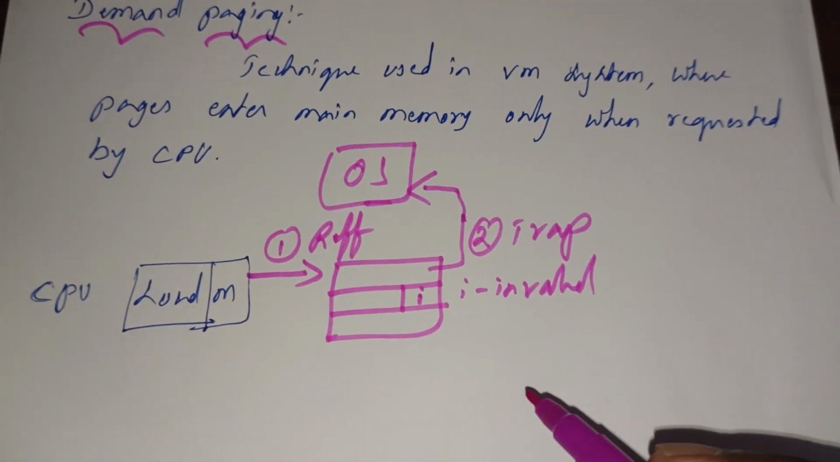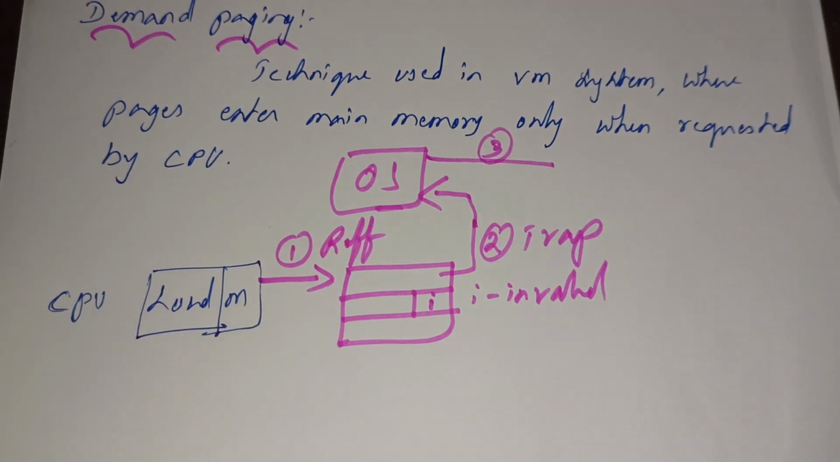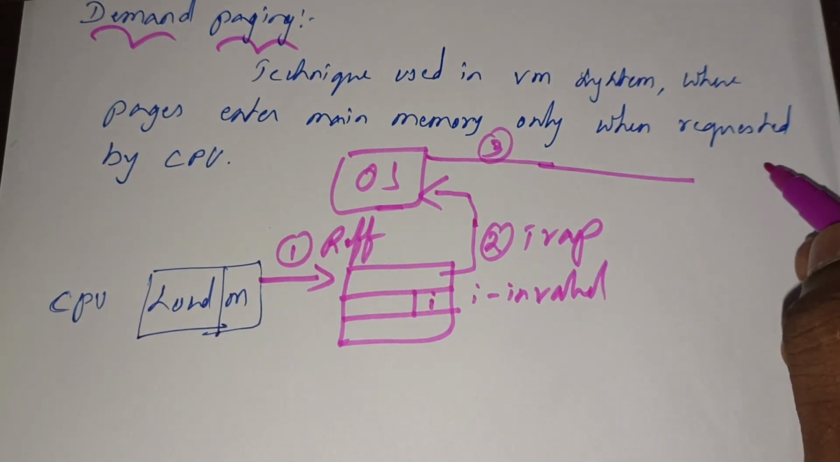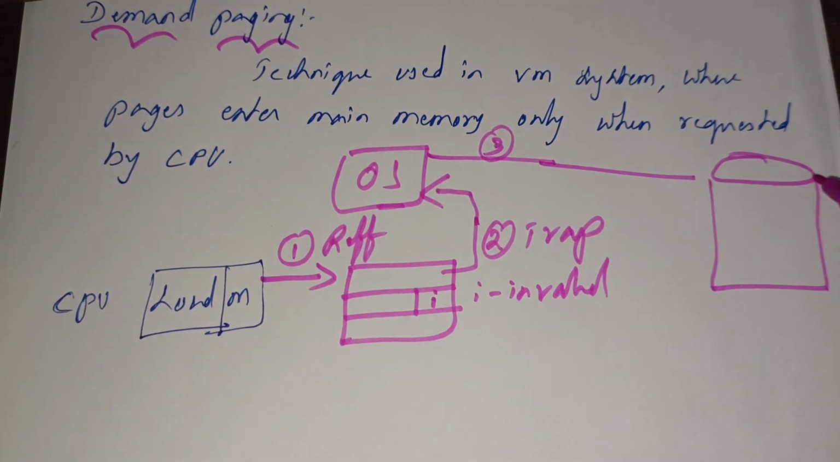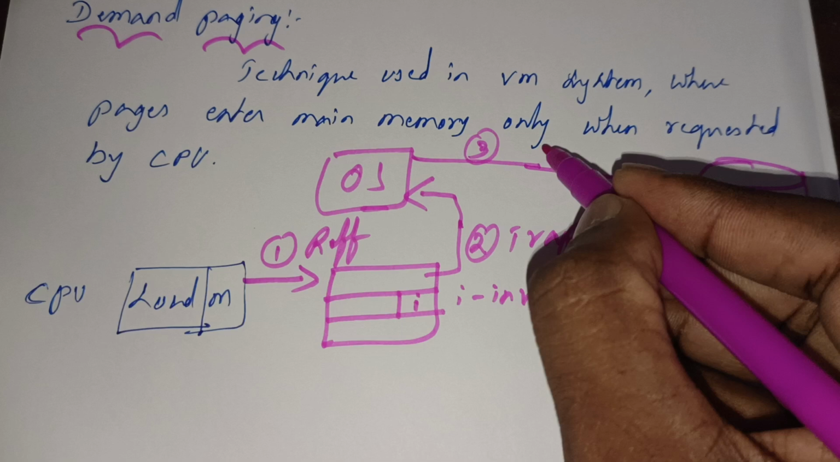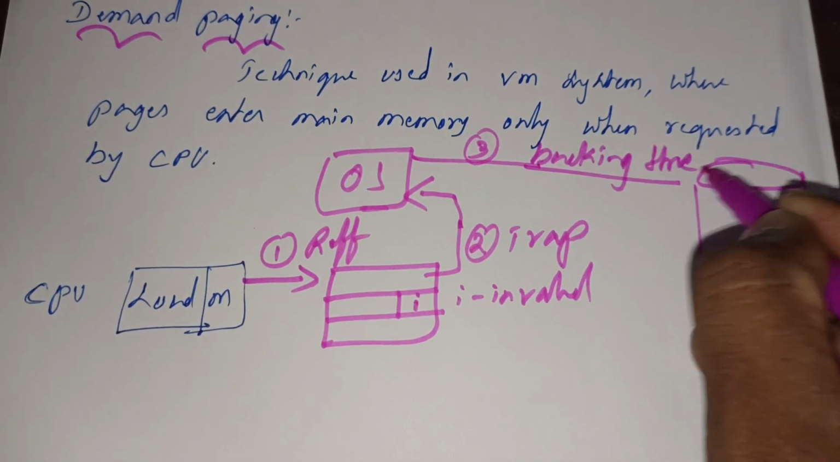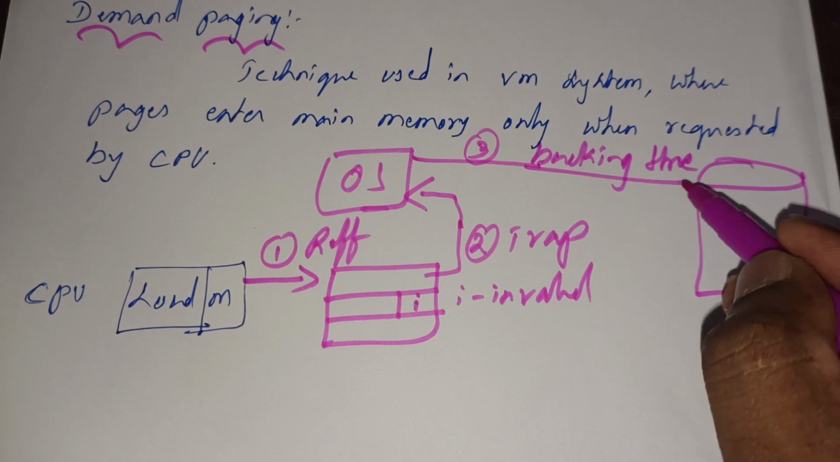What this operating system will do is step number three. It will send a request for the pages to the secondary disk and the backing store. Now the backing store will look for this particular page.